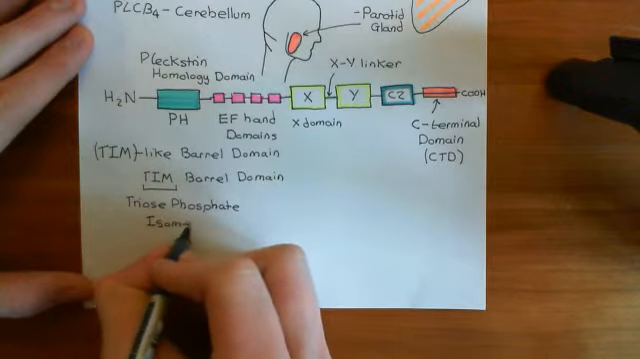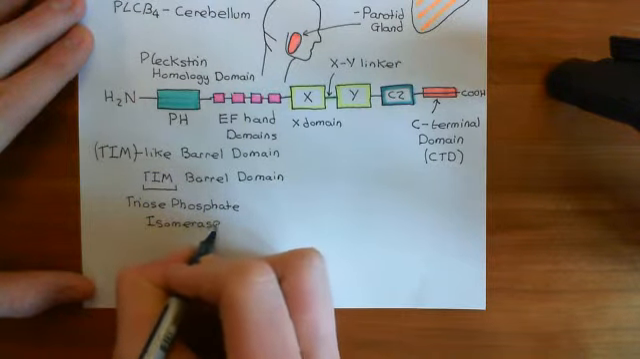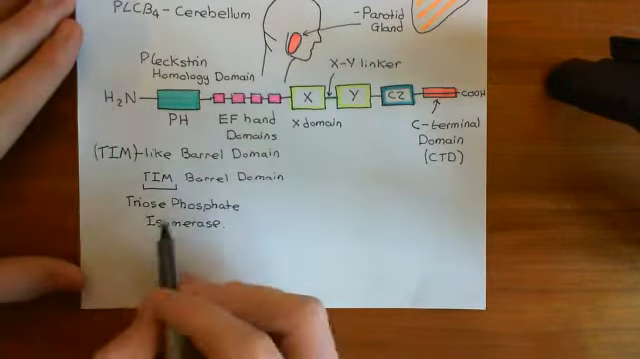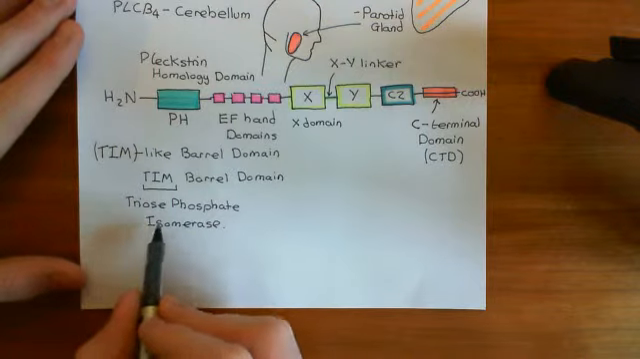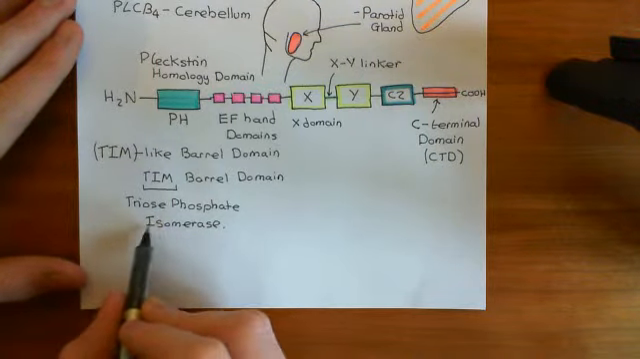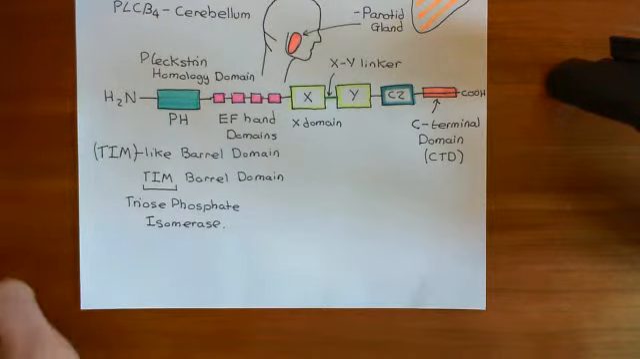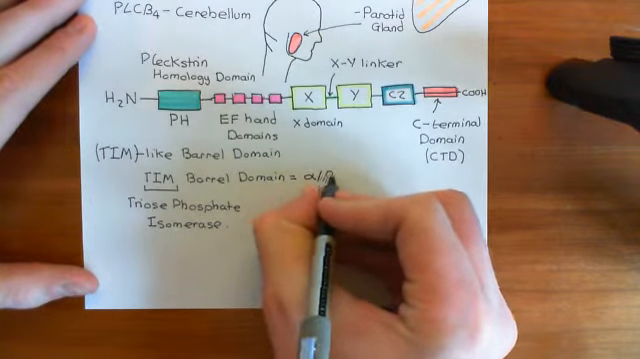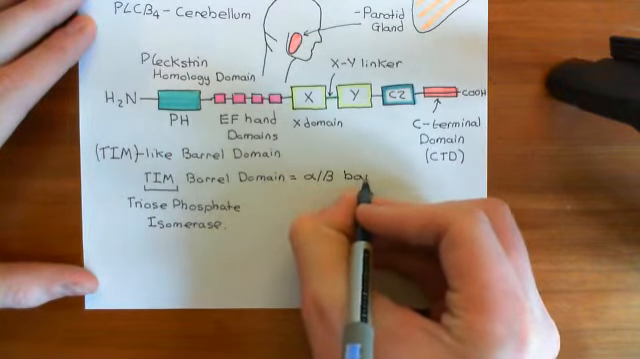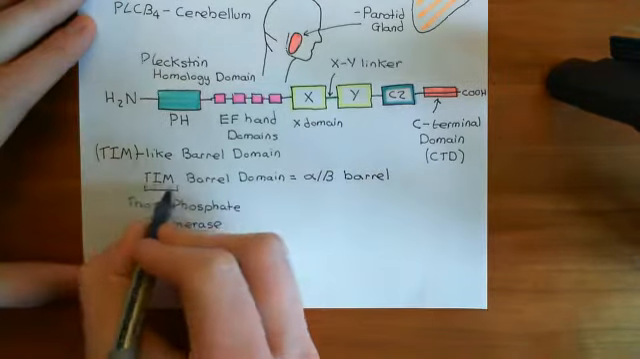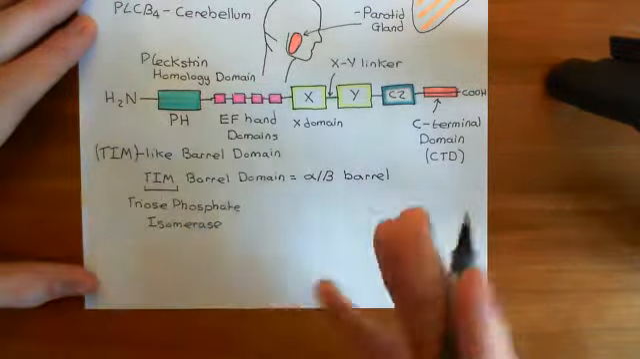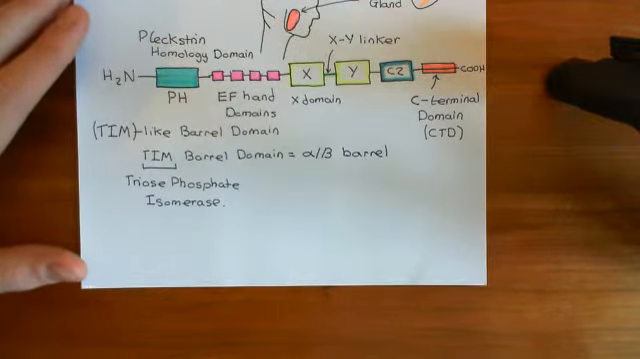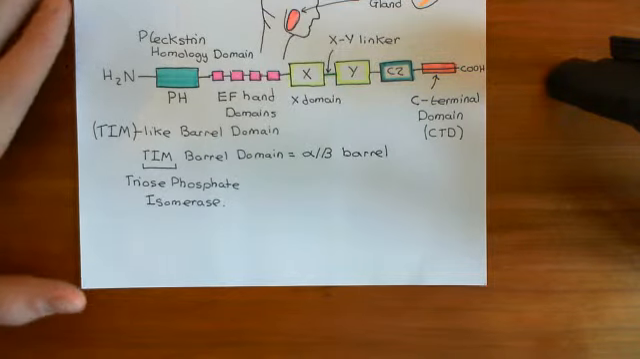Basically this TIM barrel domain was first found in triose phosphate isomerase, and hence it was called a TIM barrel domain. So T for triose, and then IM for isomerase. Right, so they have another name. They're also called alpha-beta barrels, which in some ways is a better name than TIM barrel domain. They like the TIM name, but alpha-beta barrel is probably a better name. So let me discuss the structure of an alpha-beta barrel with you now.